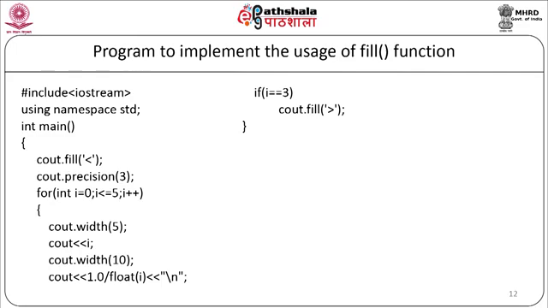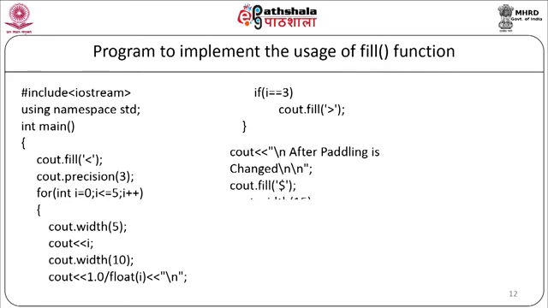Now outside the for loop, cout \n, after padding is change \n, cout.fill dollar, cout.width 15, cout the number 23.456789 \n and return 0.